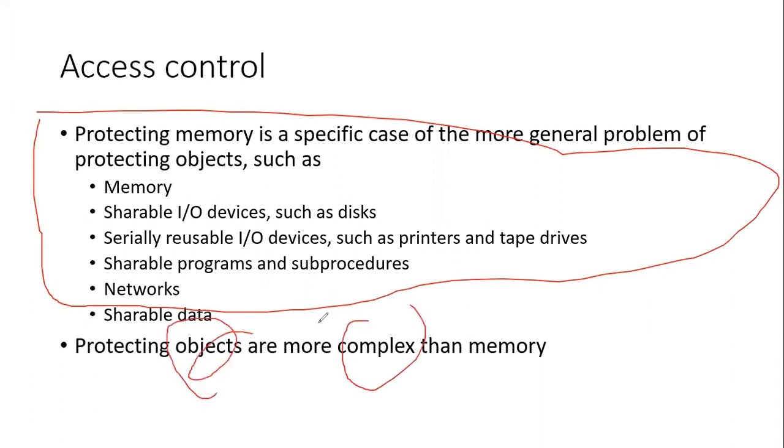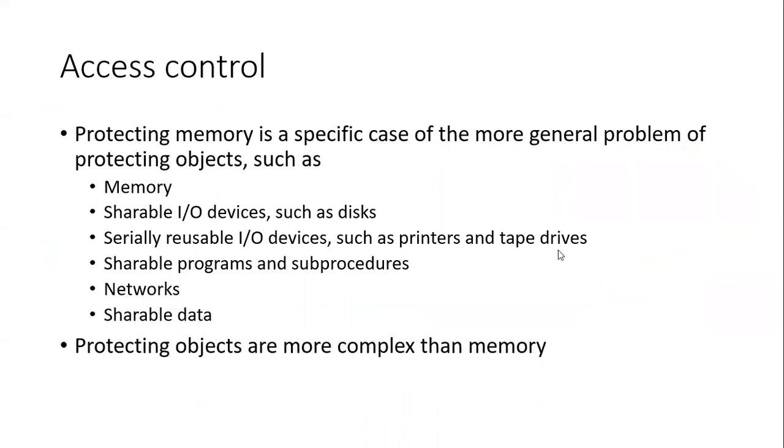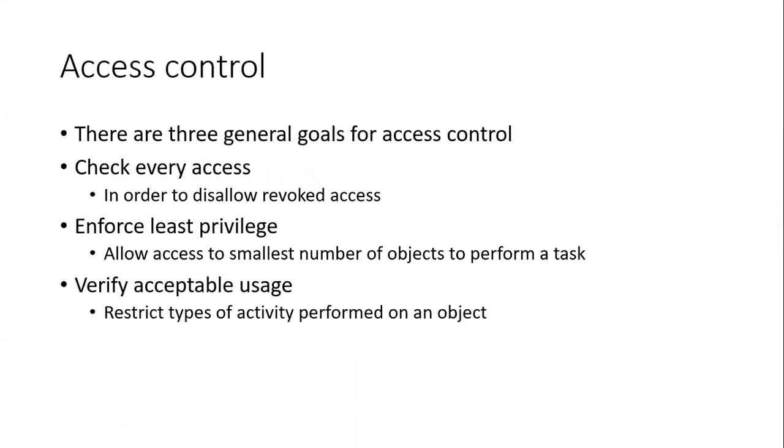How to protect these objects? When I say objects, it means other input-output devices we have, and storage devices. Access control: there are generally three goals for access control. The first and most important is to check every access, in order to disallow revoked access. For example, you have to check every access, who is accessing what kind of resources, basically.